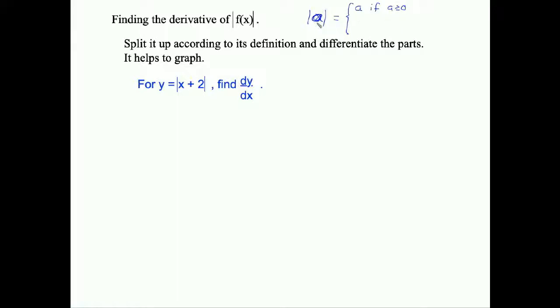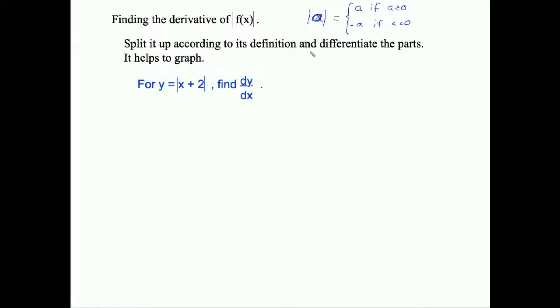Now, 0 is a tricky one with derivatives, so we're going to maybe even split up more. And if a is a negative number, the absolute value of a negative number is its opposite. So we want the opposite of a if a is negative, or if a is less than 0. So we can use this definition of absolute value. We're going to split it up according to the definition and differentiate the different parts.